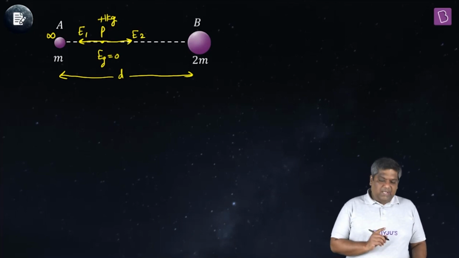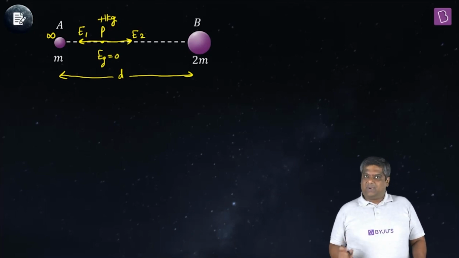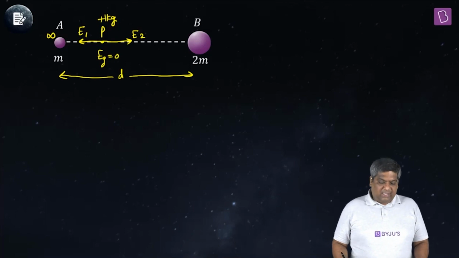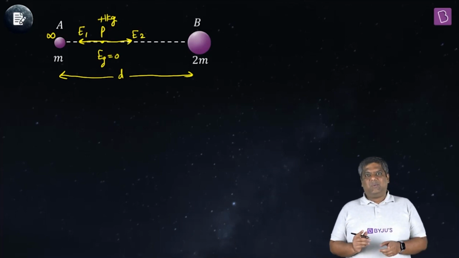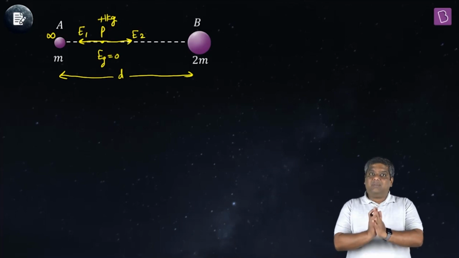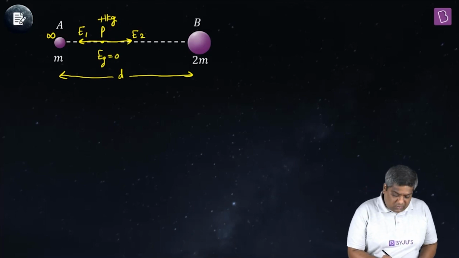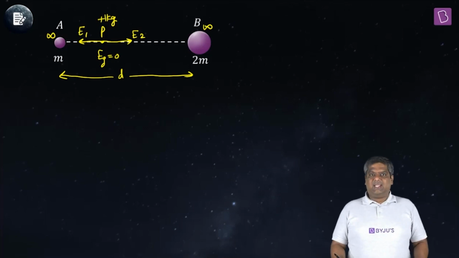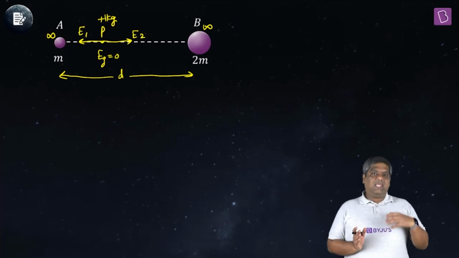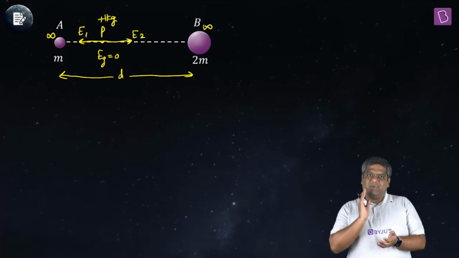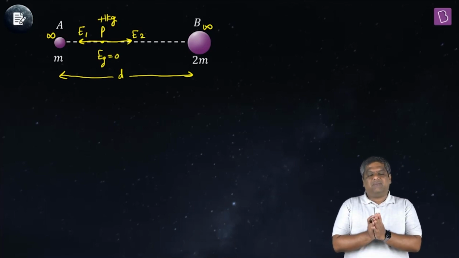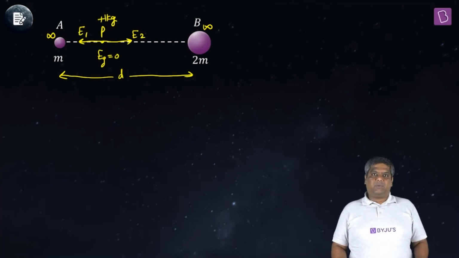Now what happens at B? Similarly, the field due to m will be Gm by d squared, right? And the field due to 2m will be G into 2m by 0 squared. The distance is 0 because again 2m is at B. So 2m contributes an infinitely strong field at B. So at A it is infinity, at B it is infinity. Somewhere in between them there is a null point at which the net gravitational field magnitude is 0.